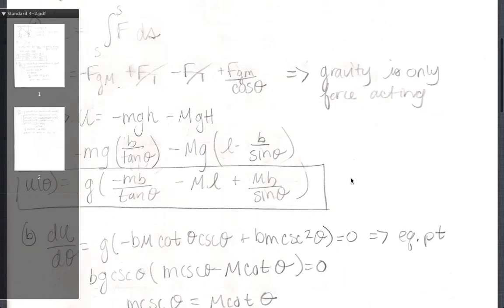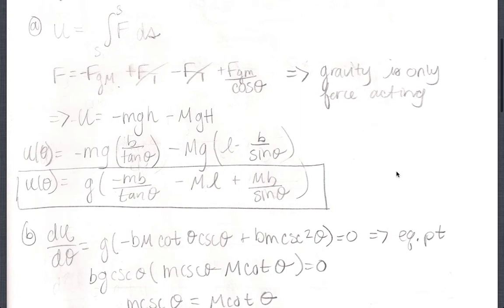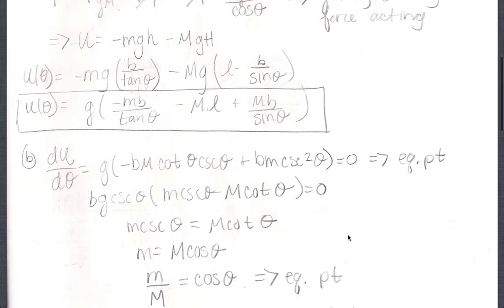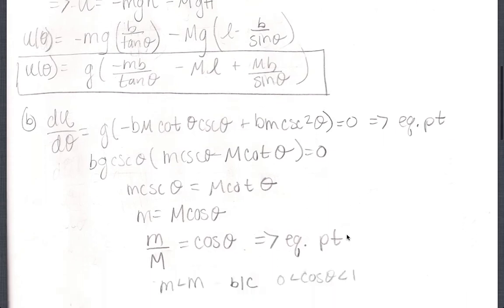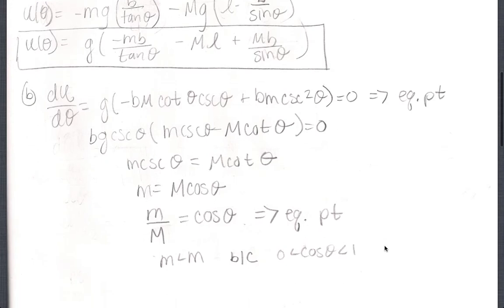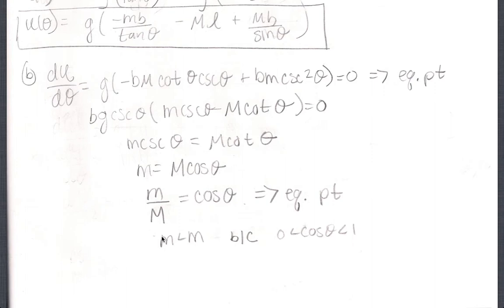And then to find equilibrium points, you take the derivative of the potential energy, and this is what Mathematica gave me, and set it equal to 0. And just doing some algebra, we find out that the derivative is equal to 0 when little m over big M is equal to cosine theta. So that's an equilibrium point. And just as long as little m is smaller than big M, just to make sure that cosine is less than 1.